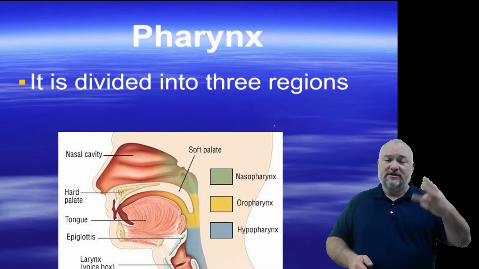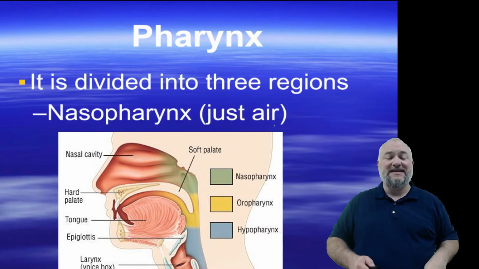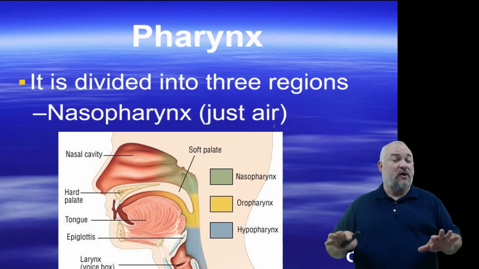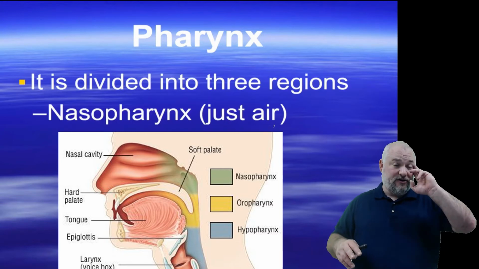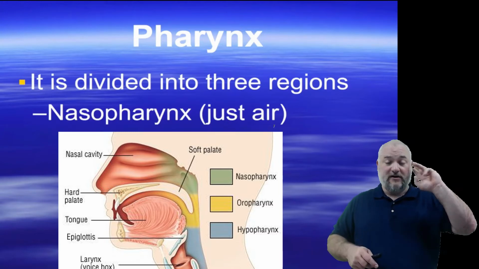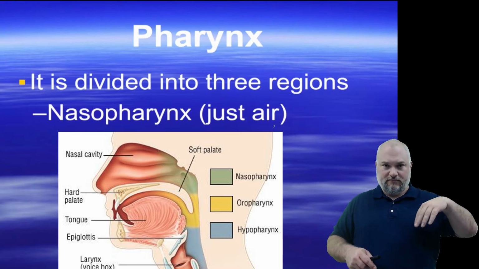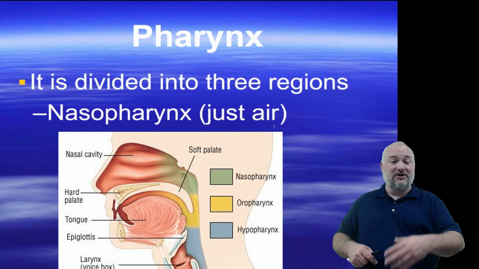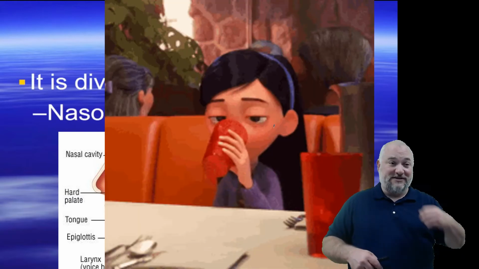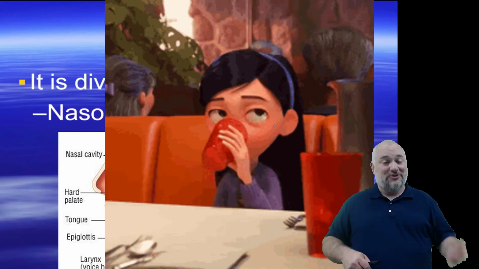Divided into three regions, going top down, we have the nasopharynx, which is supposed to just carry air, right? That's the part right behind your nose, okay? Just air. Now, we all know that you can blow things up in there. If you've ever laughed in the lunchroom while you're drinking milk as an elementary school kid, maybe some milk came out your nose, which shows you all this is connected.